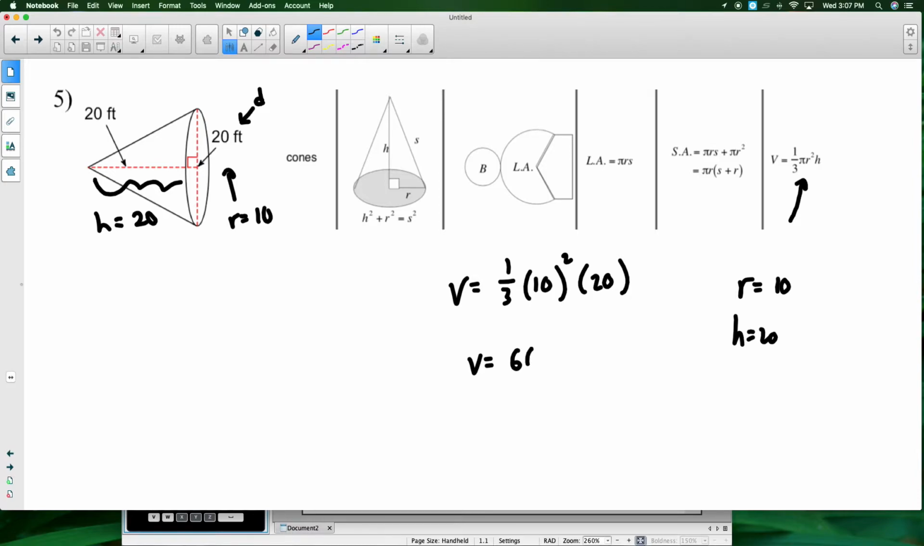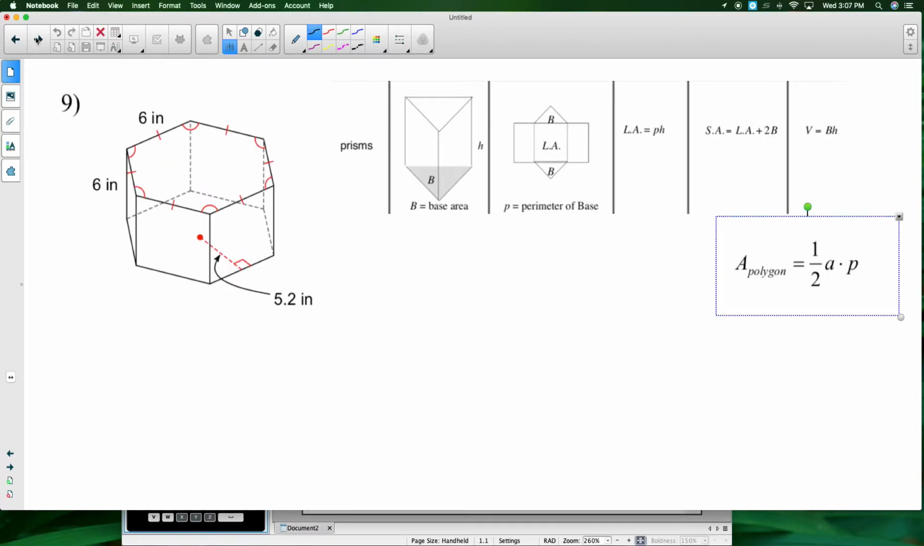So we get this value, feet cubed. So very consistent with what we did for surface area. We found the correct formula and just plug in the values. It gets harder when the base is not known. So let's see our next example.